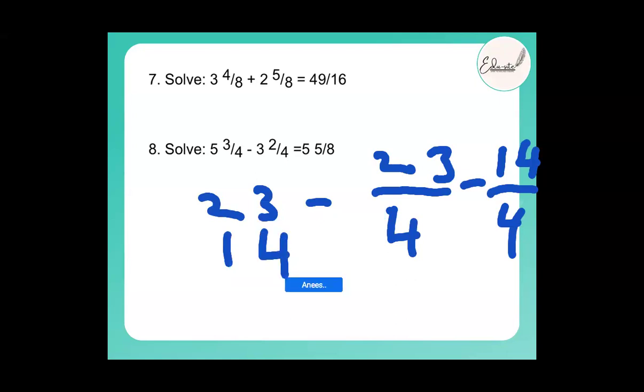What do we do here? We borrow it from 2, right? Because we do not have sufficient here. 2 becomes 1, and then 3 becomes 13. Yes. So 13 minus 14. 4, wait. 12, 11, 10, 9.